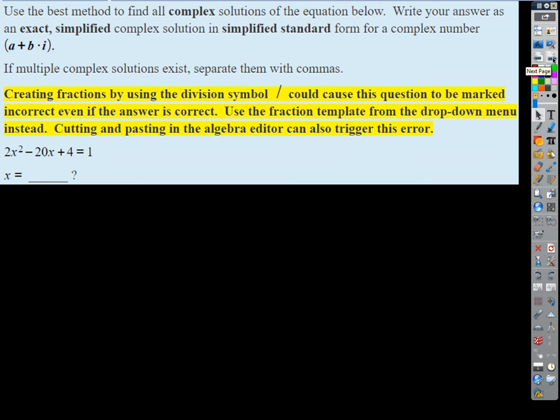We're just trying to find the best method, and then use that method to solve the equation. If I put this into standard form, I get 2x squared minus 20x plus 3 equals 0. Can I divide both sides by anything? Is there a number that goes into 2, 20, and 3?